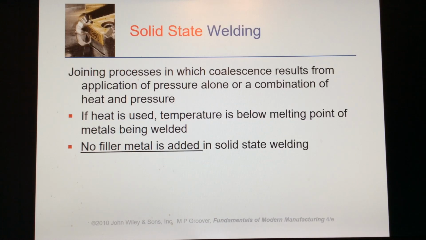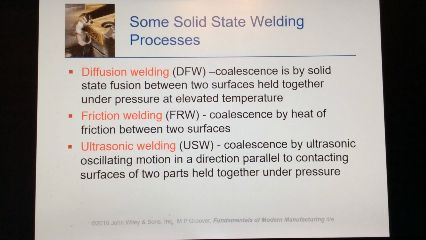In solid state welding, we're not necessarily melting the materials together. We are going to be using heat, but the lion's share of the force will be pressure, so we combine pressure along with some sort of added heat. Usually in the solid state welding process, which we'll give some examples of later, there are no filler metals added.